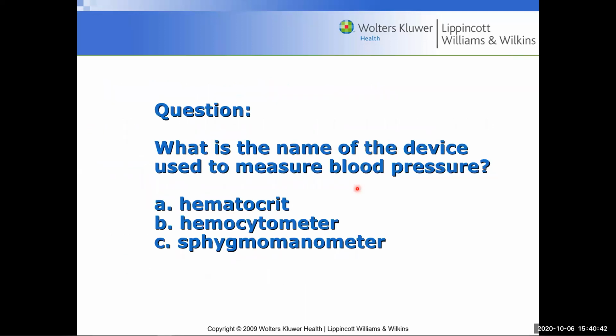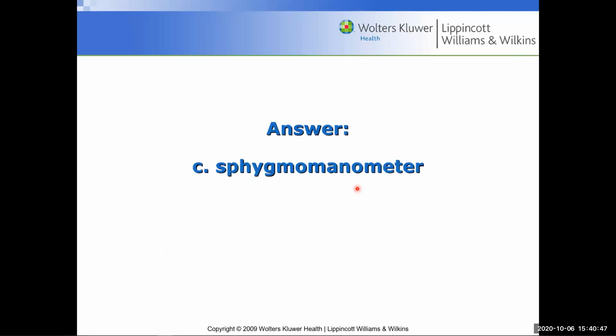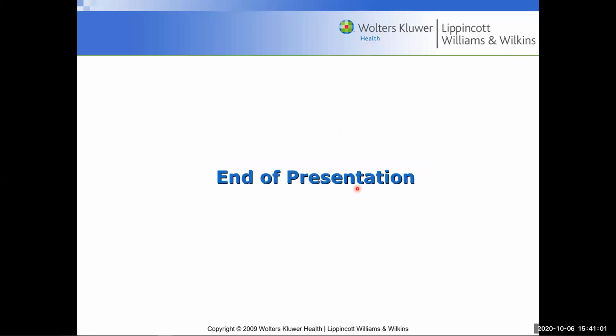All right, so what is the name of the device used to measure blood pressure? That would, of course, be the sphygmomanometer. It's just like saying fig, another name for a banana, and putting an S in front of it. So you get sphig. It's a sphygmomanometer. All right. And that will be the end of the presentation.